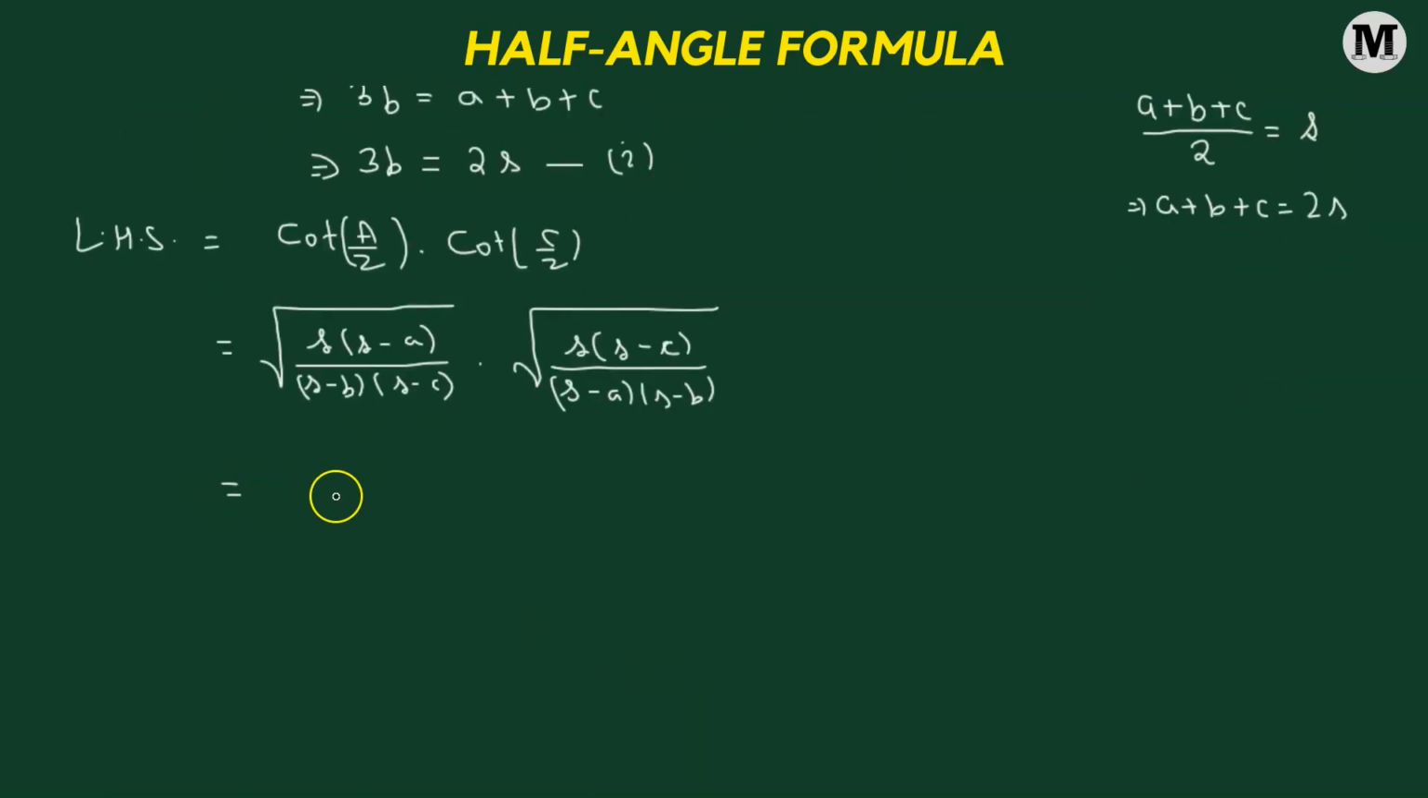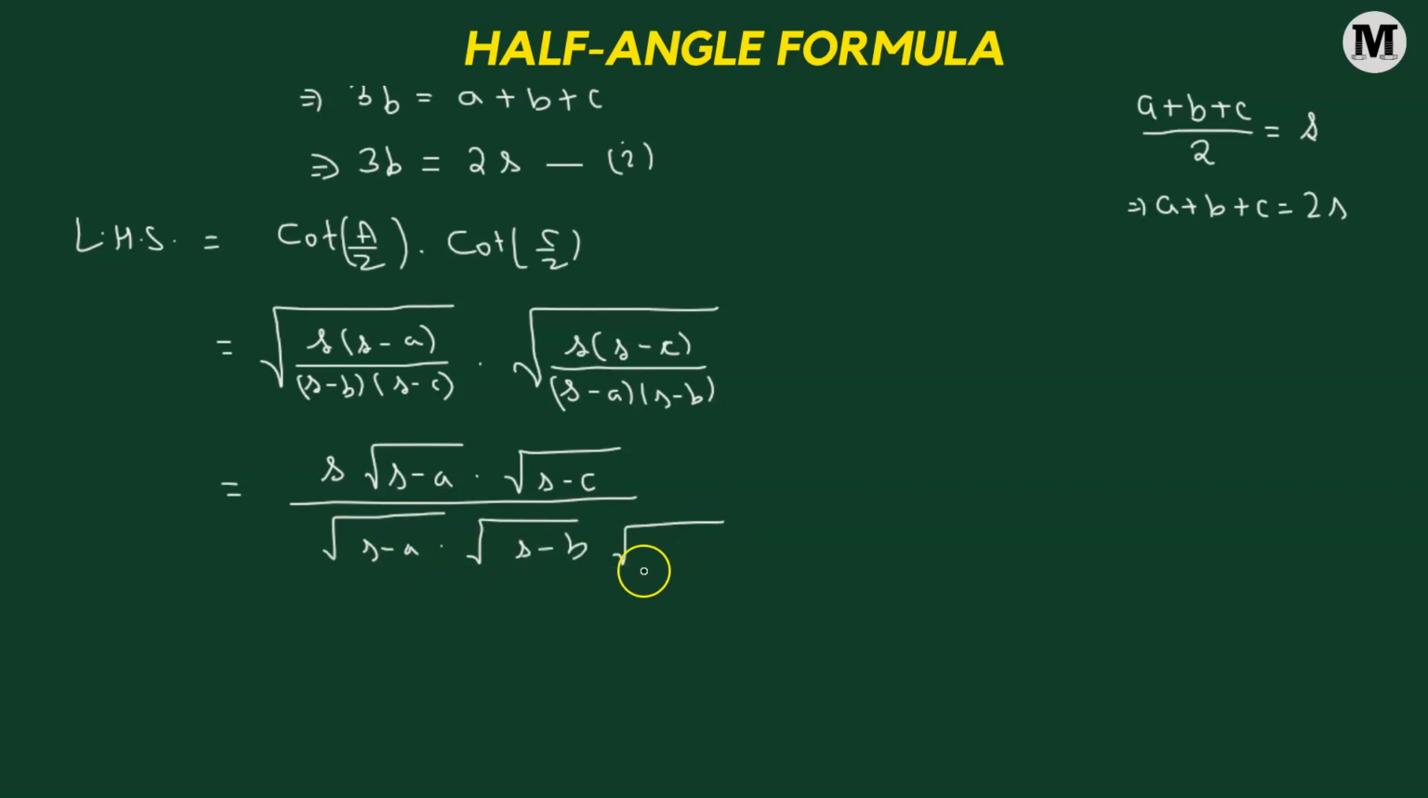Now we have in the numerator, square root of s times square root of s, which simply gives us s. Then we have square root of s minus a multiplied by square root of s minus c, divided by, in the denominator, square root of s minus a times square root of s minus b times square root of s minus c, and here we have s minus b squared. Fine. Now we can factor out square root of s minus a from the numerator and the denominator, and also square root of s minus c, which is finally going to leave us with s over s minus b.